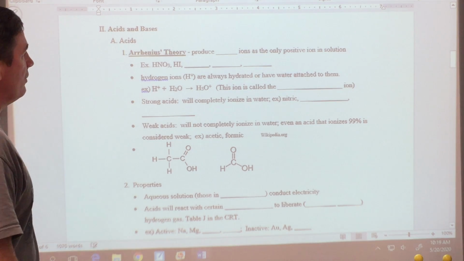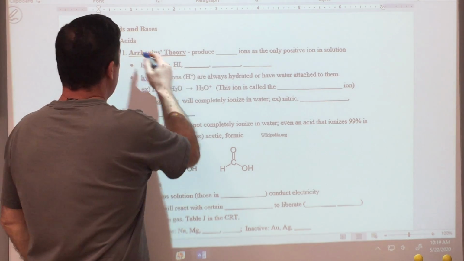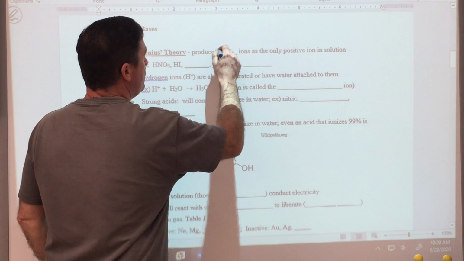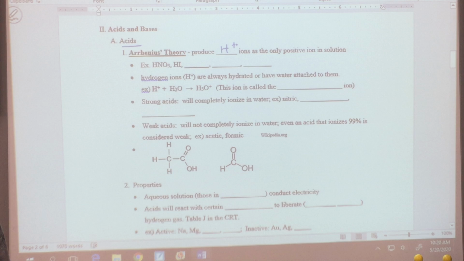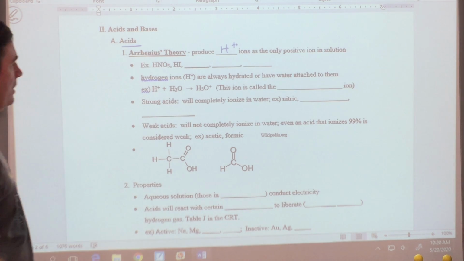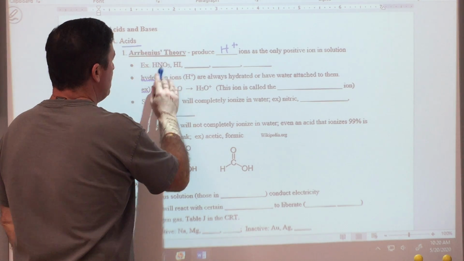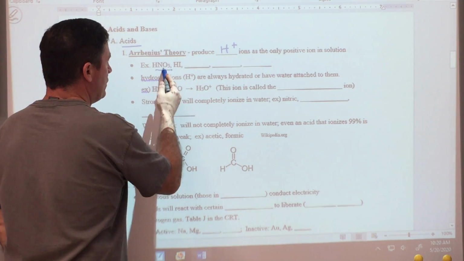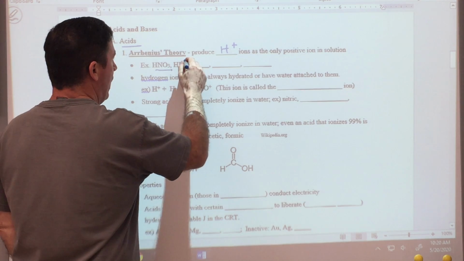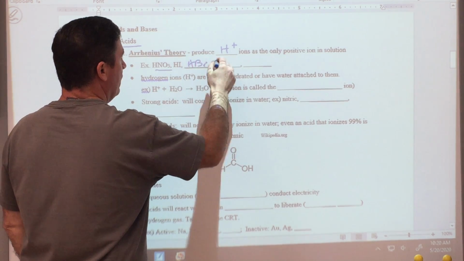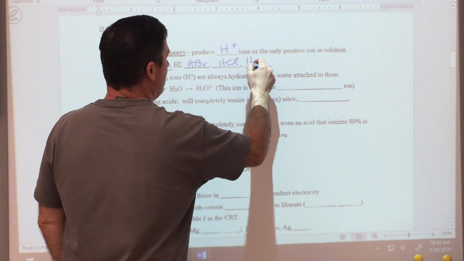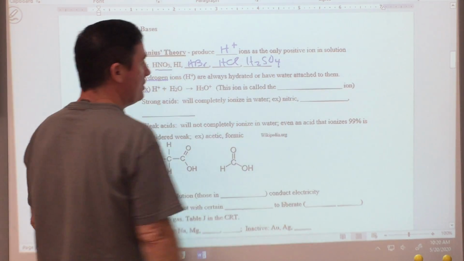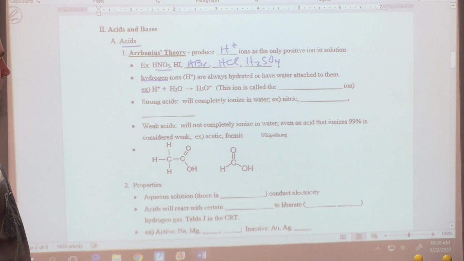The Arrhenius theory basically says that an acid produces H plus ions. H plus ions are called hydrogen ions. Some examples of Arrhenius acids are HNO3, that's nitric acid, HI, HBr, HCl in your stomach. Another one is H2SO4, that's sulfuric acid.